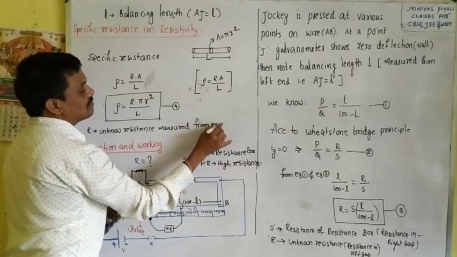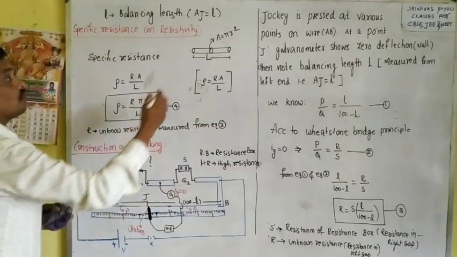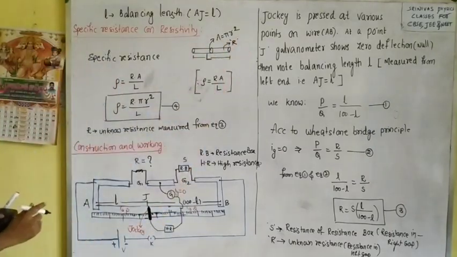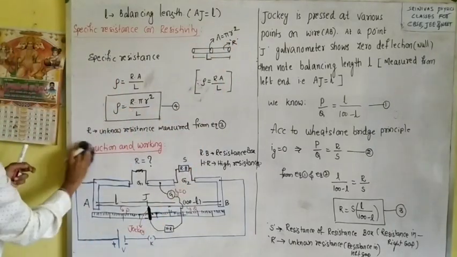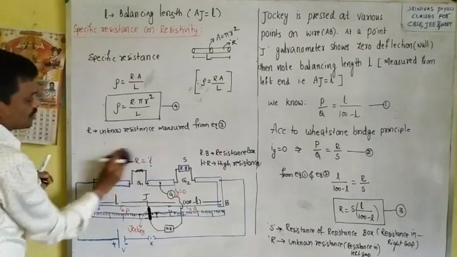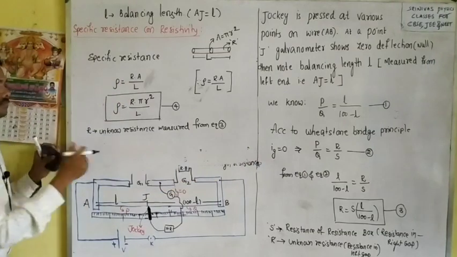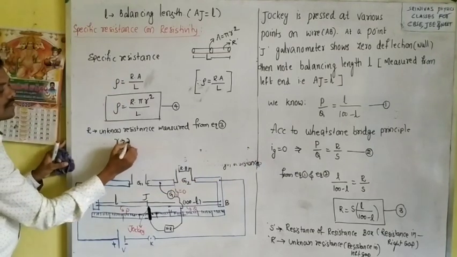Okay, you see the equation 3, from that R we can measure the wire resistance. And after that, what is small r? Capital R is the resistance. Okay, what is the small r? Small r is the radius of the wire.